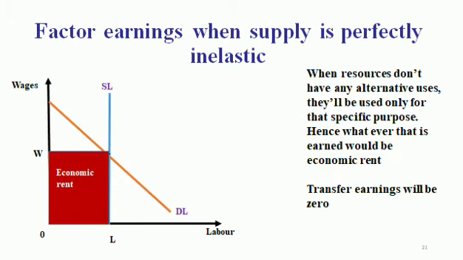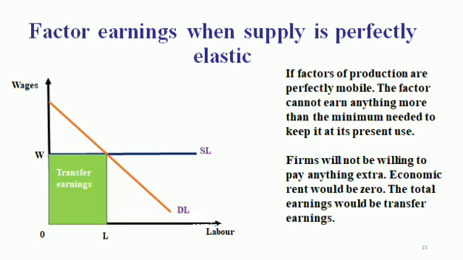If the supply is perfectly inelastic, the factor of production will earn economic rent. This is because the factor of production is used only for a single use. There would be no transfer earnings. If the supply of the factor of production is perfectly elastic, or if the factor of production is perfectly mobile, then the factor of production only earns transfer earnings. Economic rent will be 0.